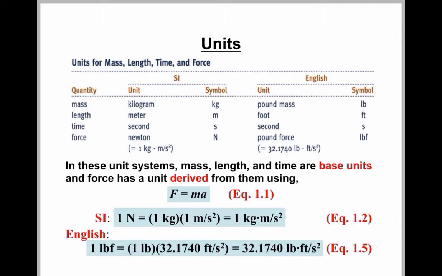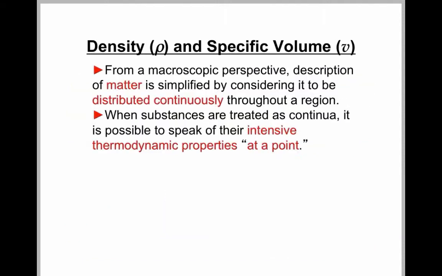So in both of those cases, whether it is SI or English, we could go ahead and state what our force is. F is equal to MA. And whether it's a Newton equal to a kilogram meter per second squared, or a pound force equal to a pound mass times our acceleration, which is in feet per second squared, we will have consistent units.